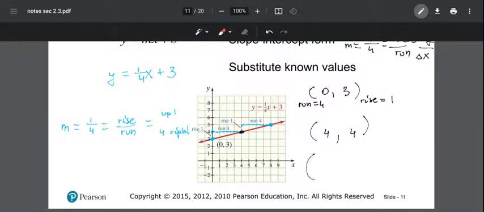And then you can do the same thing. The run is 4, so 4 plus 4 is 8. The rise, which is the change in y, is equal to 1, so 4 plus 1 is 5. So the next point is 8, 5. And you have 3 points which you can connect and you will get the straight line.